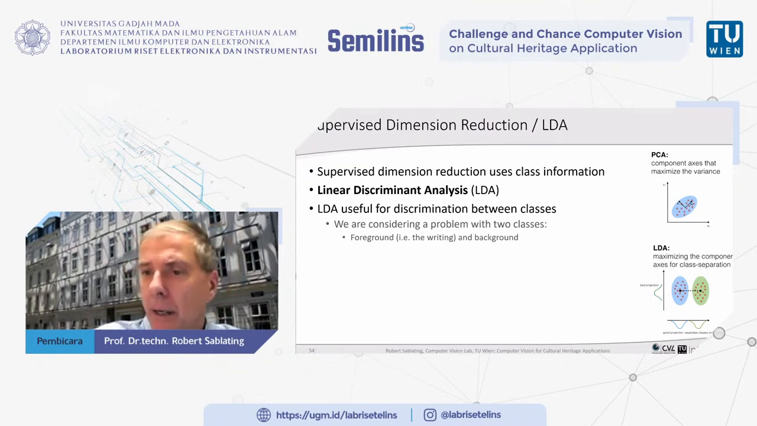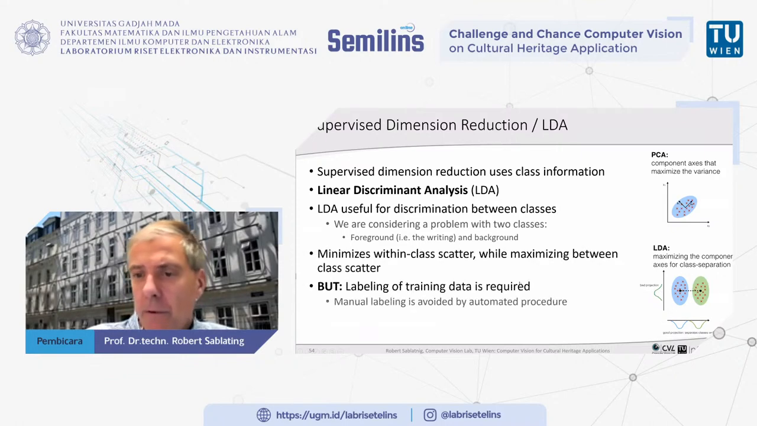but still you can improve it by using linear discriminant analysis, where you can discriminate between two classes. And what we have here is foreground and background. And this is perfect for this kind of data set, because what we now can do is maximize the component axis for the class separation. That means we can nicely separate the foreground from the background, so we have the minimum of the within-class scatter while we maximize the between-class scatter. However, labeling is required, so this is a big drawback here.